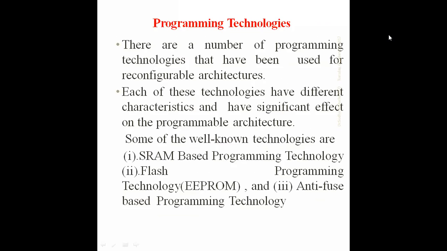Okay, this is about the three technology mappings. Now, programming technology: a number of programming technologies have been used in reconfigurable architecture. Each of these technologies has different characteristics and a significant effect on the programmable architecture. There are three basic ones: static RAM based programming technology, flash programmable technology, that is EEPROM, and anti-fuse programmable technology.